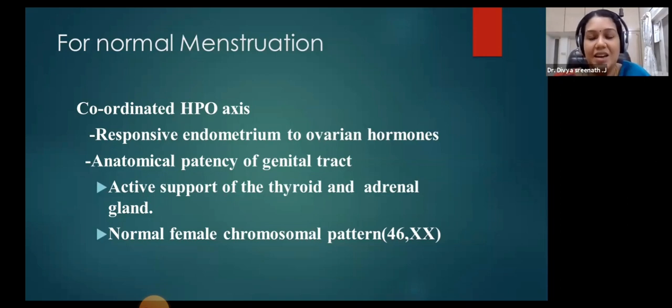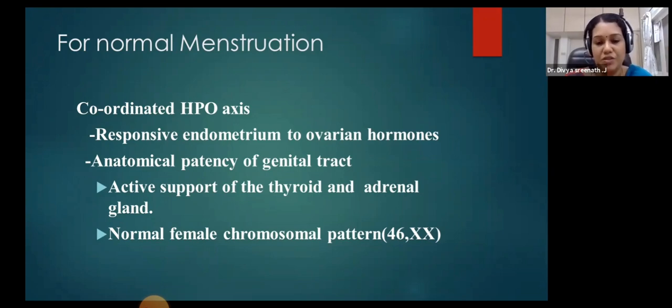The fusing of these two portions causes the patency of the vagina. If there is any defect in the fusing, it may lead to a septal defect and cause obstruction for the menstruation to flow out. So the patency of the genital tract is important for a normal menstrual flow.